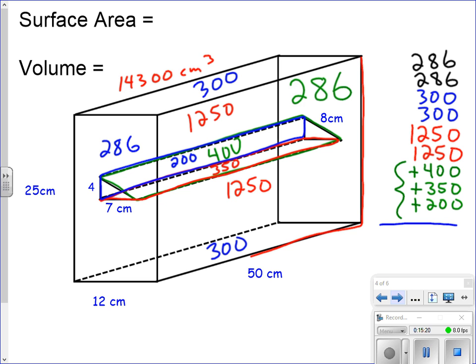Anyway, I'll add all of those up with my calculator. 286 plus 286 plus 300 plus 300 plus 1250 plus 1250 plus 400 plus 350 plus 200, and it looks like we get a grand total of 4622 centimeters squared.